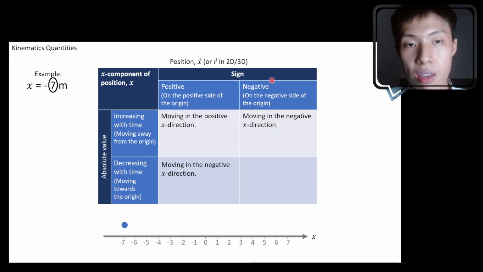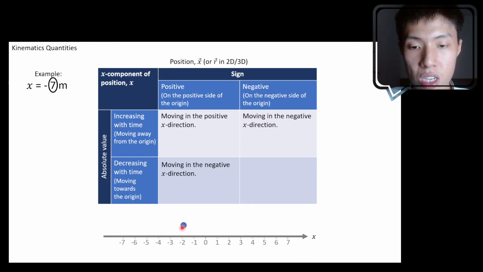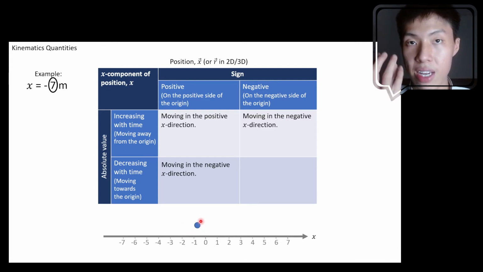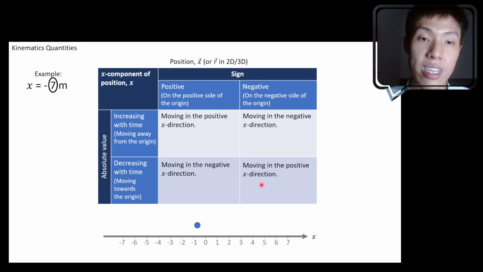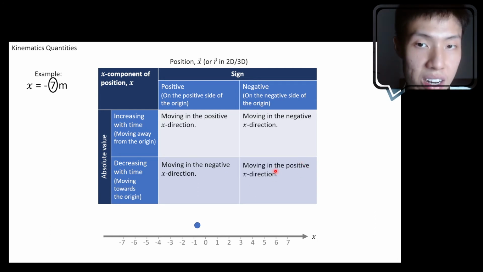Okay, last one. If it's negative but it's decreasing with time. Over here you can see it's negative, but the absolute value gets smaller. Let's say from 4. Okay, the absolute value is 4, decreasing to 3, 2, 1. The value is getting smaller and it's a negative sign. Then you can see that it's moving to the right. If it's moving to the right, that means it's the positive x direction.